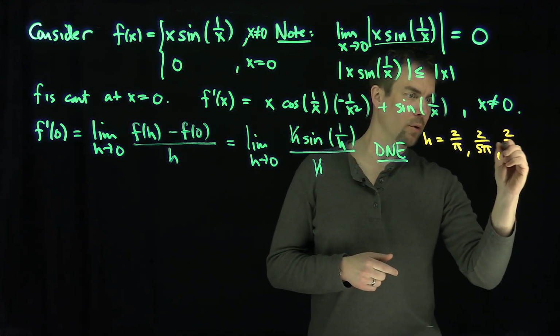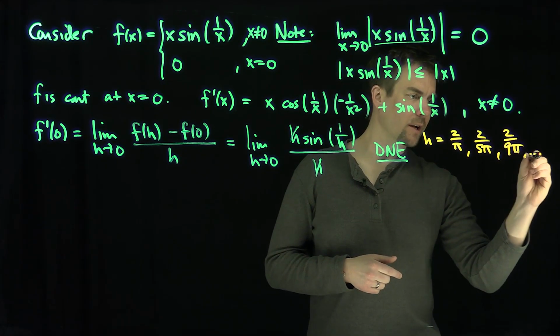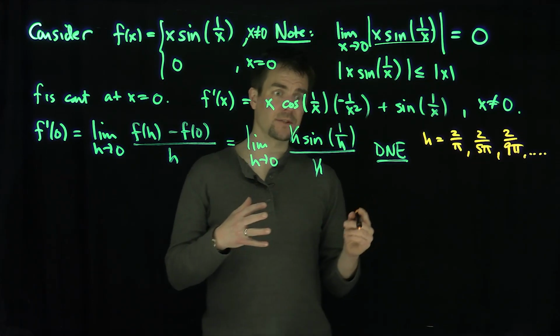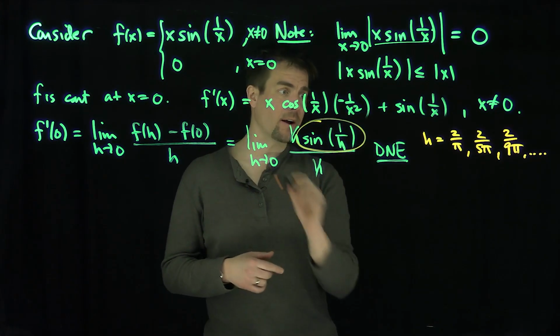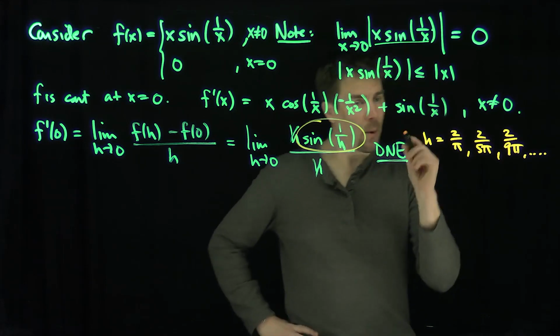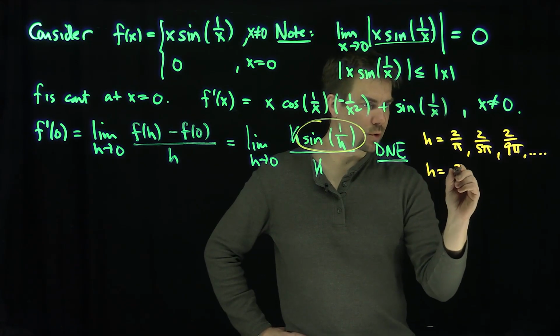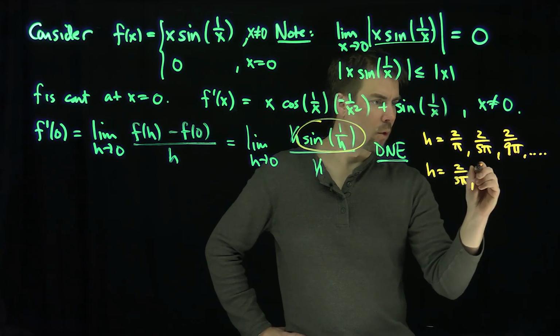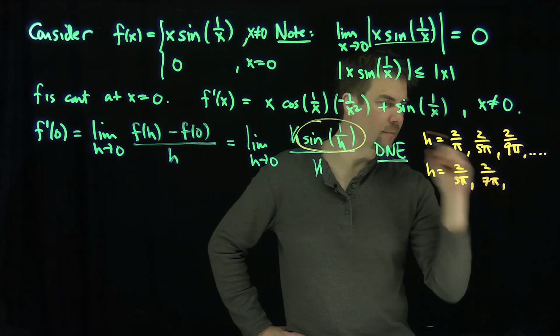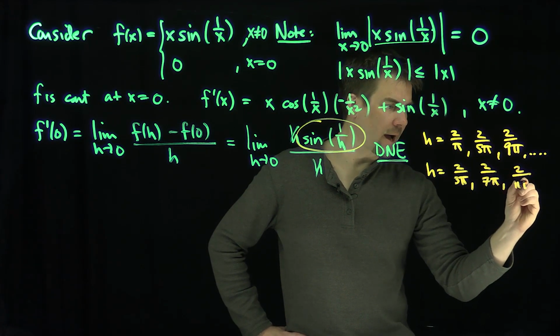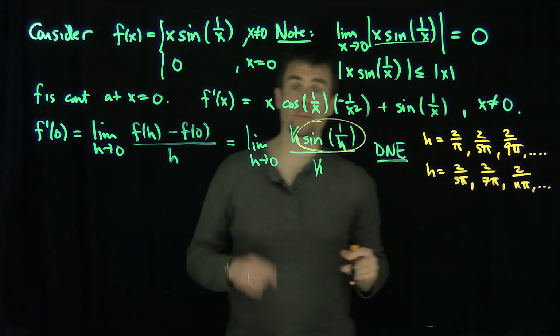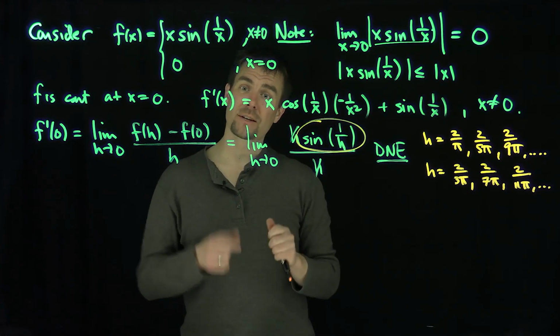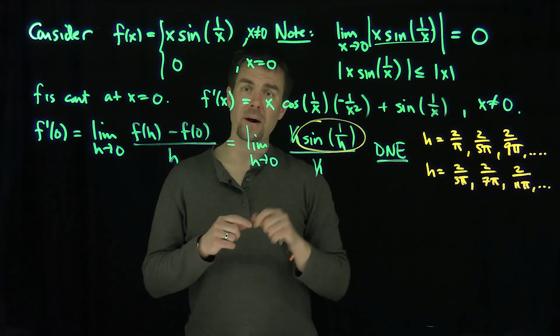Then I can do 2 over 9 pi. And this sequence of values of h is tending to 0, and the value of the sine at those values of h is equal to 1. However, if I looked at the values of h which were 2 over 3 pi, or 2 over 7 pi, or 2 over 11 pi, then this sequence is also going to 0, but now the sine at those values is negative 1, because the sine of 3 pi over 2, the sine of 7 pi over 2 are all equal to negative 1.